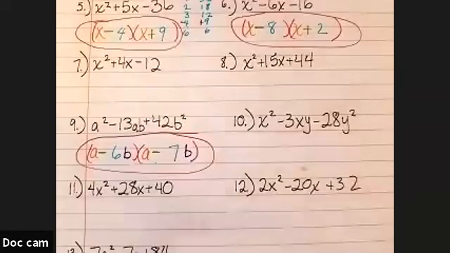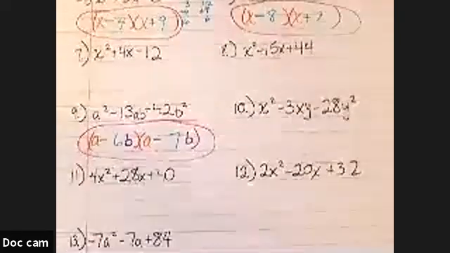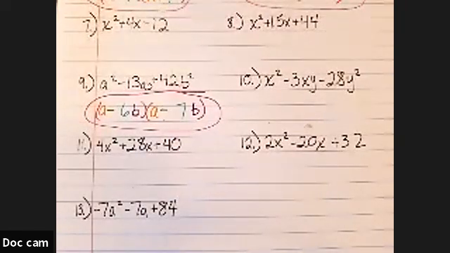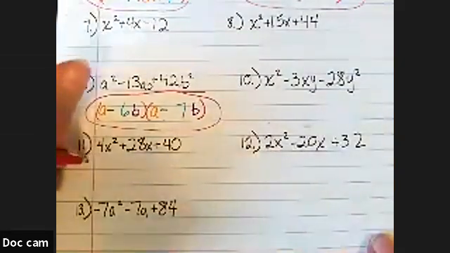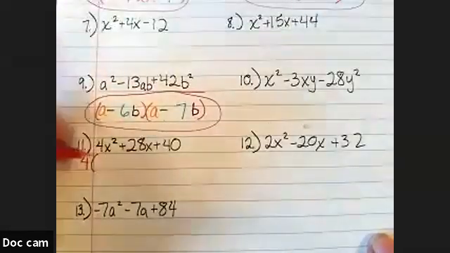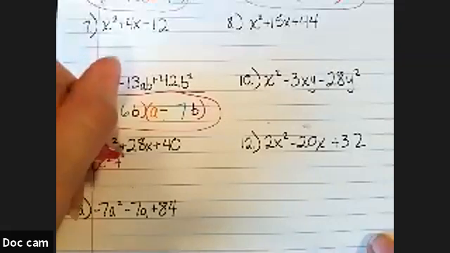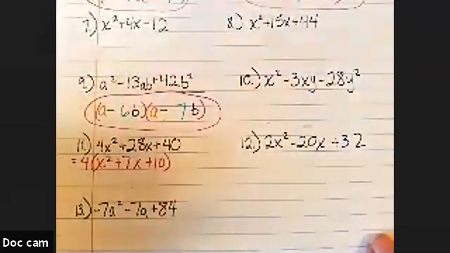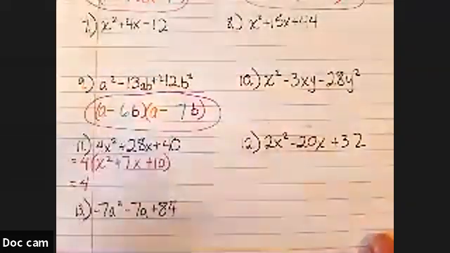Let's go ahead and look at number 11. In that case, we can actually factor out the GCF. Anytime you're doing any factoring, it's always best to check to see if you have a GCF first. In that case, we do. So let's go ahead and factor out the 4. When we factor out the 4, we'll have x squared plus 7x plus 10. And then we're going to leave that 4 in the front.